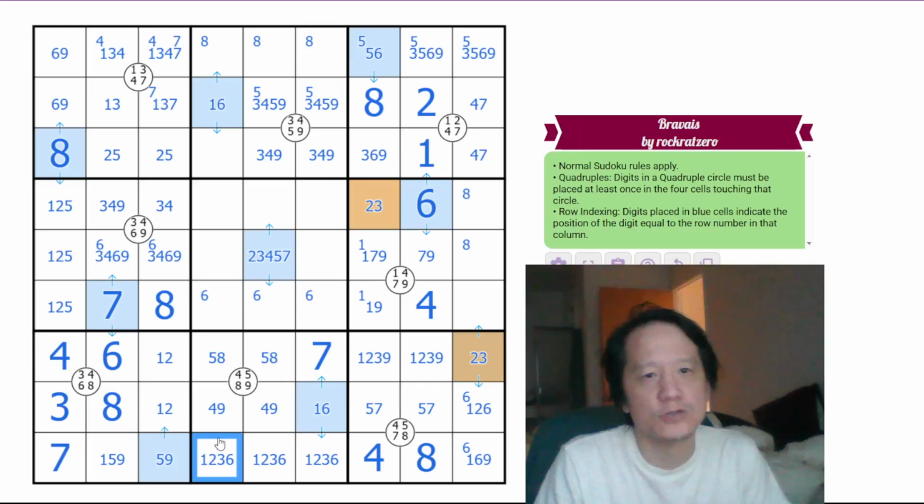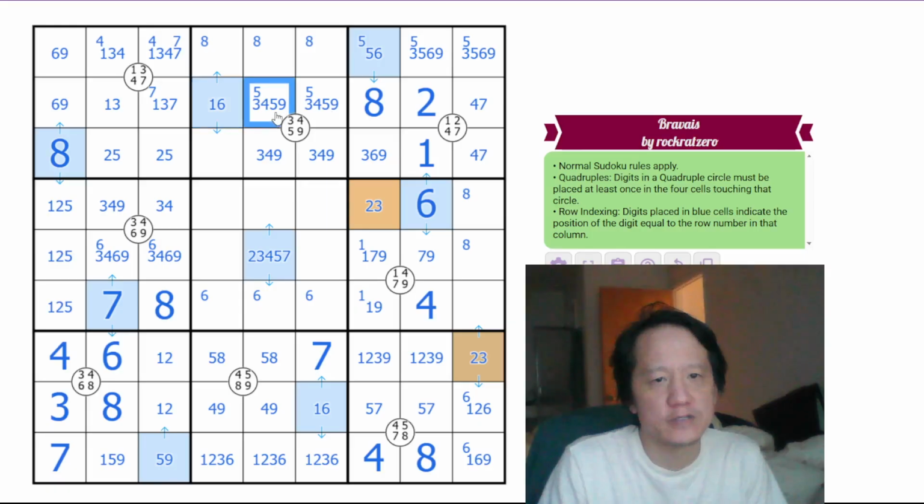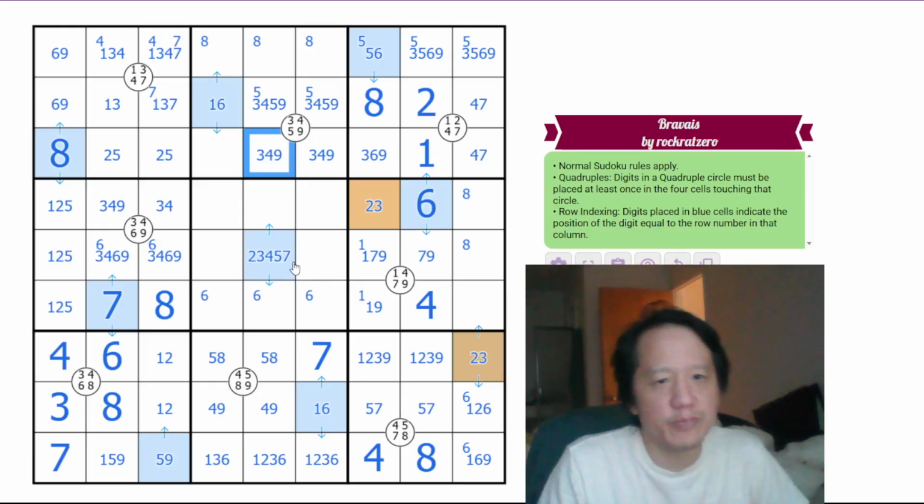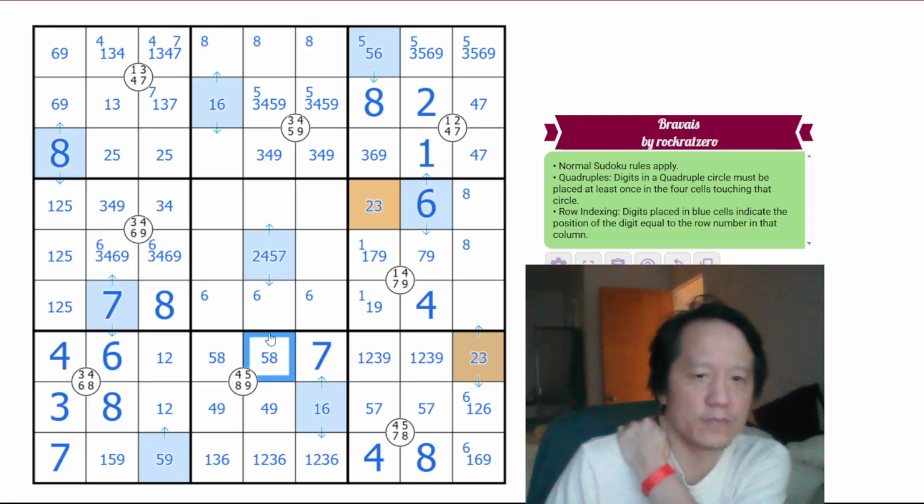This can't be 2 because the 2 cannot be in the 9th position because of this box, this quad specifically. 5 can be in the 2nd position, cannot be in the 3rd position, could be in the 4th position, could be in the 5th position, could be in the 7th. Okay.